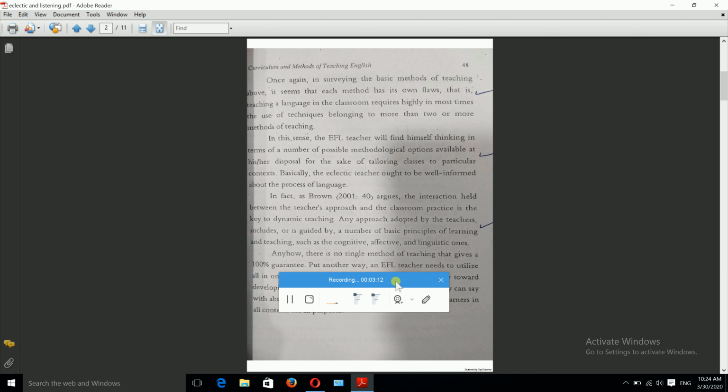Yes, let us take another page. Once again, in surveying the basic methods of teaching above, it seems that each method has its own flaws. That is, teaching a language in the classroom requires, most times, the use of techniques belonging to two or more methods of teaching.